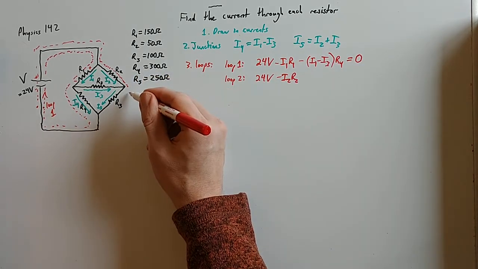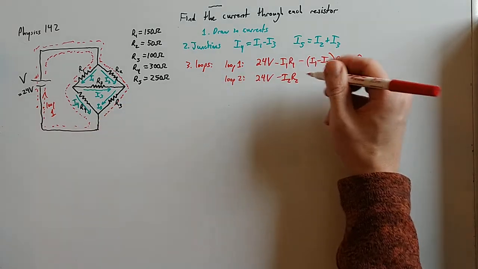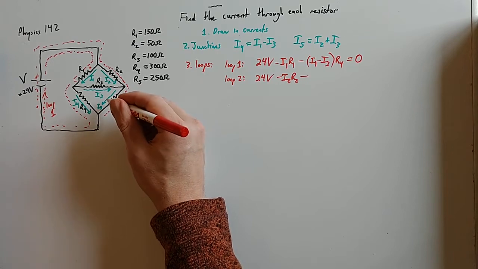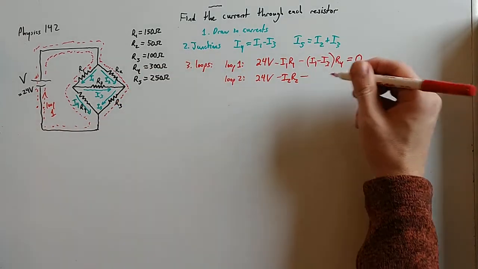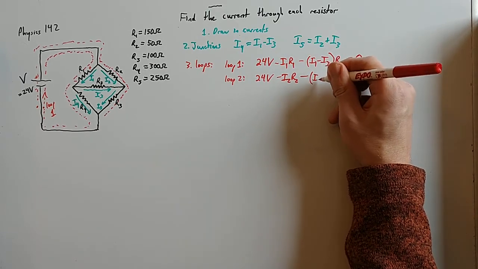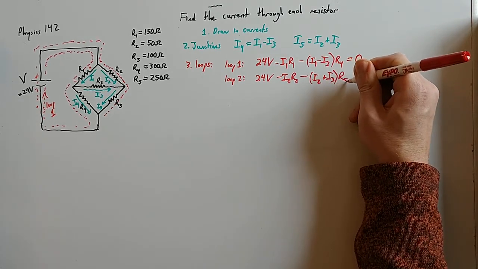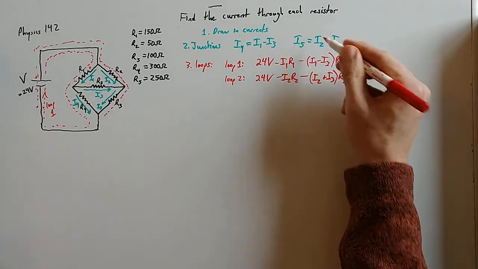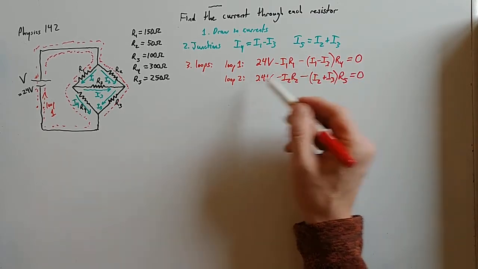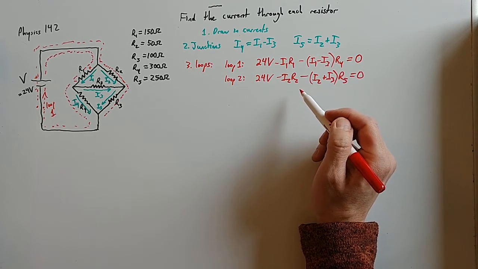And then we're going to go through R5 here. So then we're going to go through R5, and again, we're losing potential because we're going with the current. We lose I5 times R5, but I'm going to write I5 in terms of these other currents, I2 plus I3, times R5 equals 0. And I'm just doing this substitution because then we'll only have 3 unknowns with our 3 loop equations at the end. At least that's my goal.